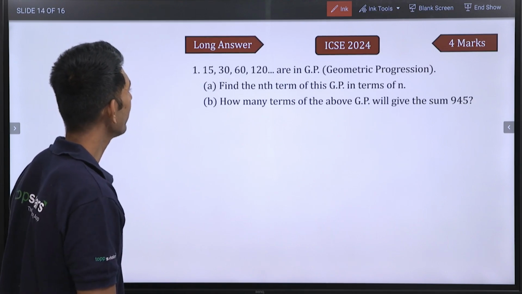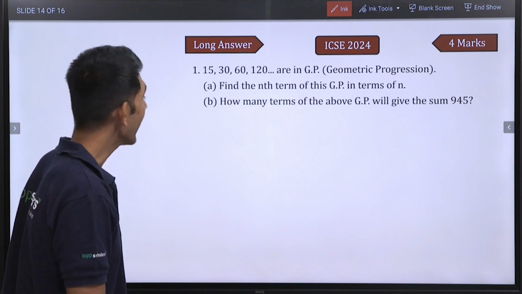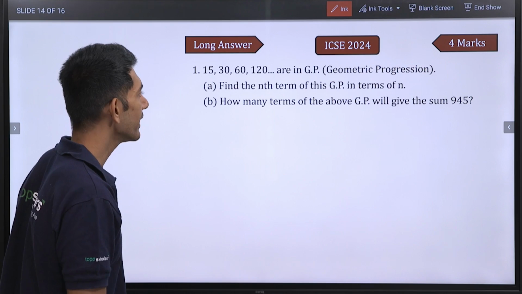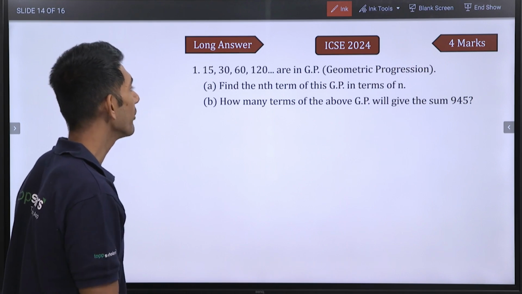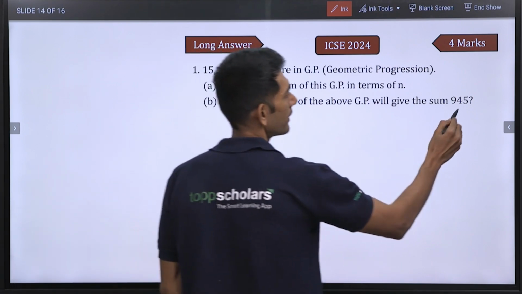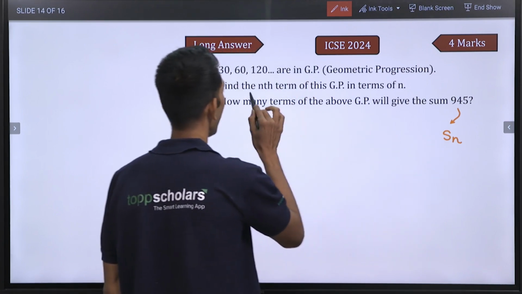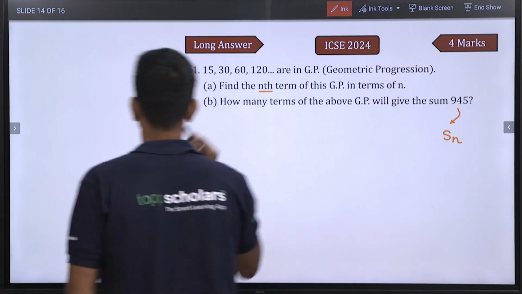It says 15, 30, 60, 120 are in GP. Find the nth term of the GP in terms of n. And how many terms of the above GP will give the sum. So the sum is given here. Here Sn is given. And here in terms of n we are supposed to find. So the GP is given.